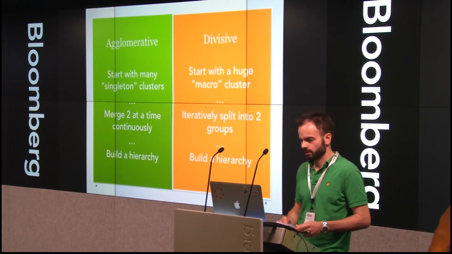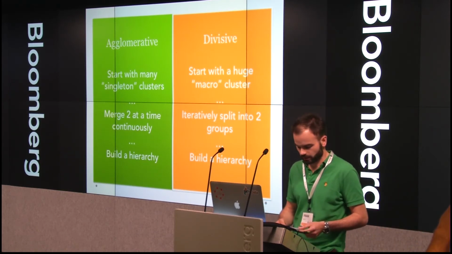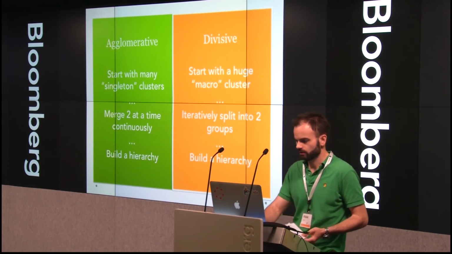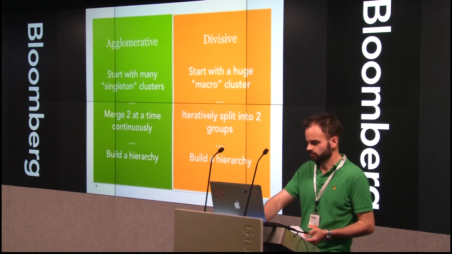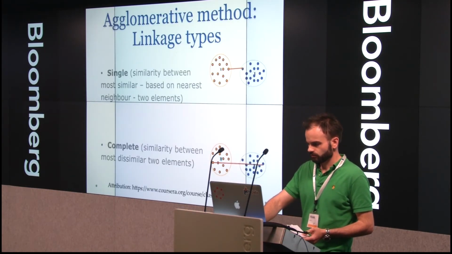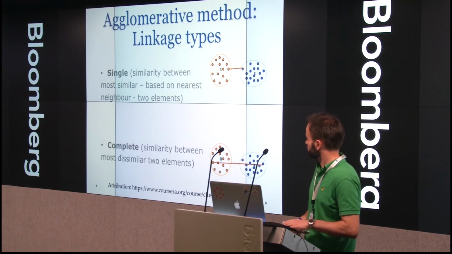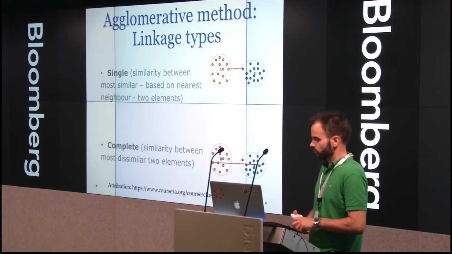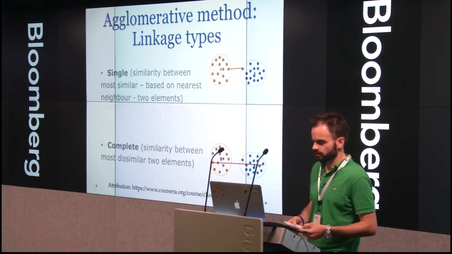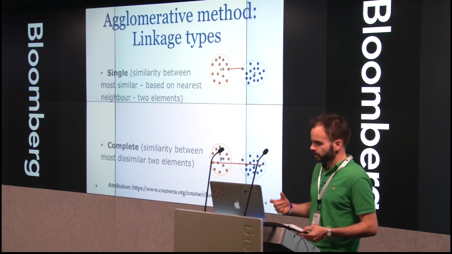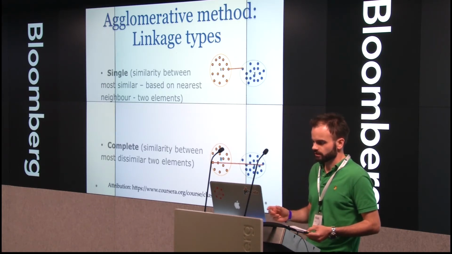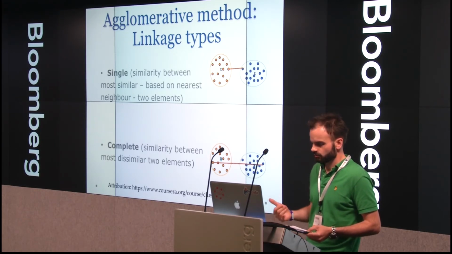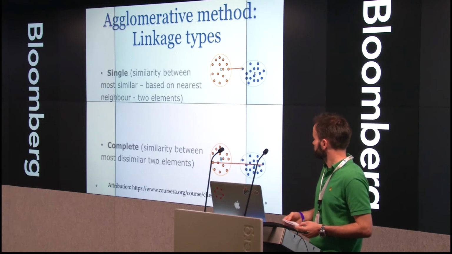So how do you determine when to merge? You need some kind of agglomeration factor or method, okay? So there's a concept of a linkage type. So you can choose, you're just comparing the similarity of items, right? So you might compare the two most similar items in two clusters before you make your decision to join them. Or you might compare the two most dissimilar elements.